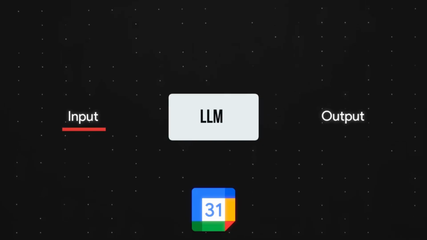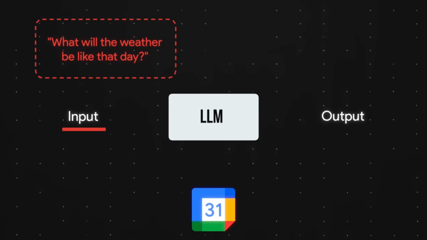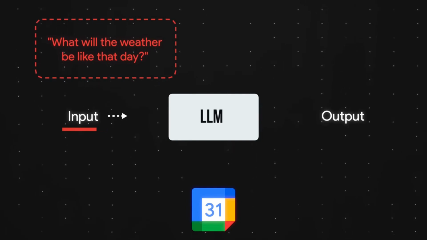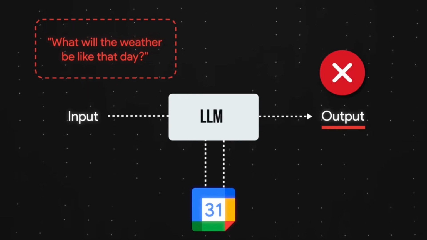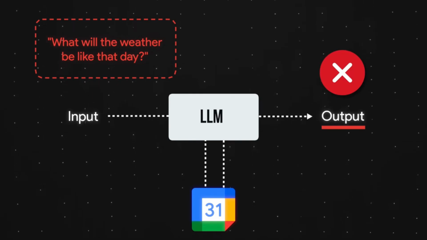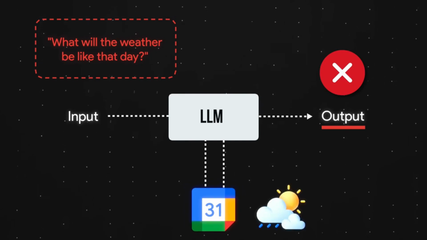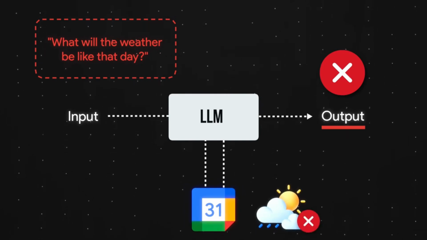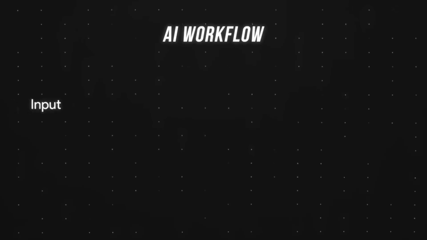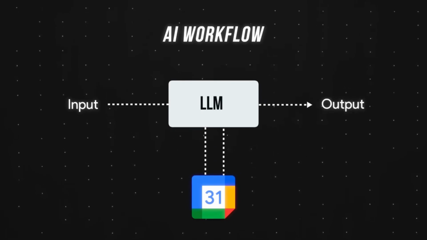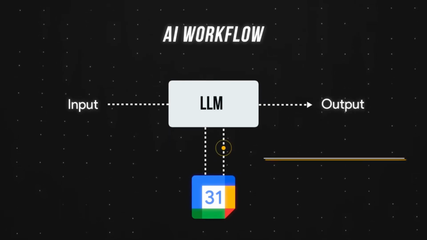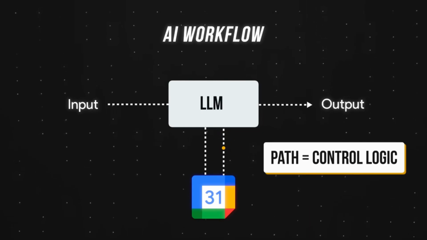But here's where it gets tricky. What if my next follow-up question is, what will the weather be like that day? The LLM will now fail at answering the query because the path we told the LLM to follow is to always search my Google Calendar, which does not have information about the weather. This is a fundamental trait of AI workflows. They can only follow predefined paths set by humans. And if you want to get technical, this path is also called the control logic.